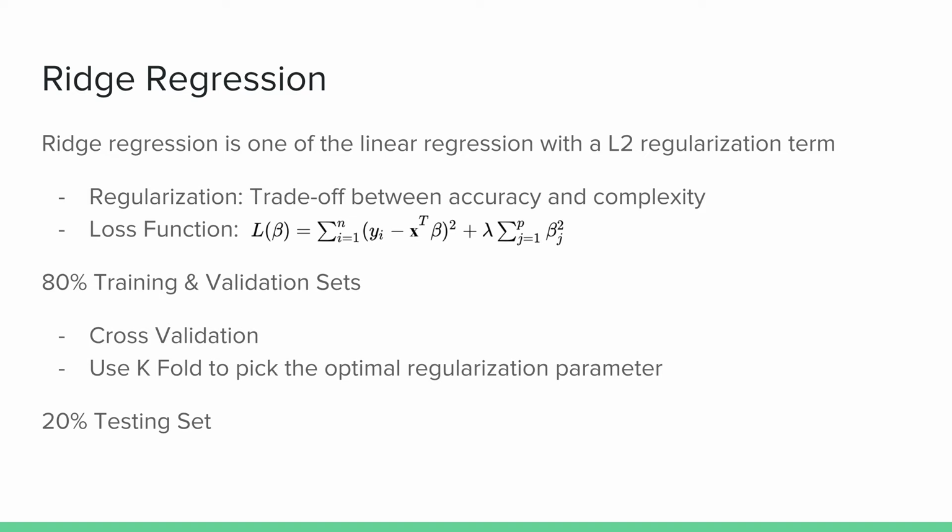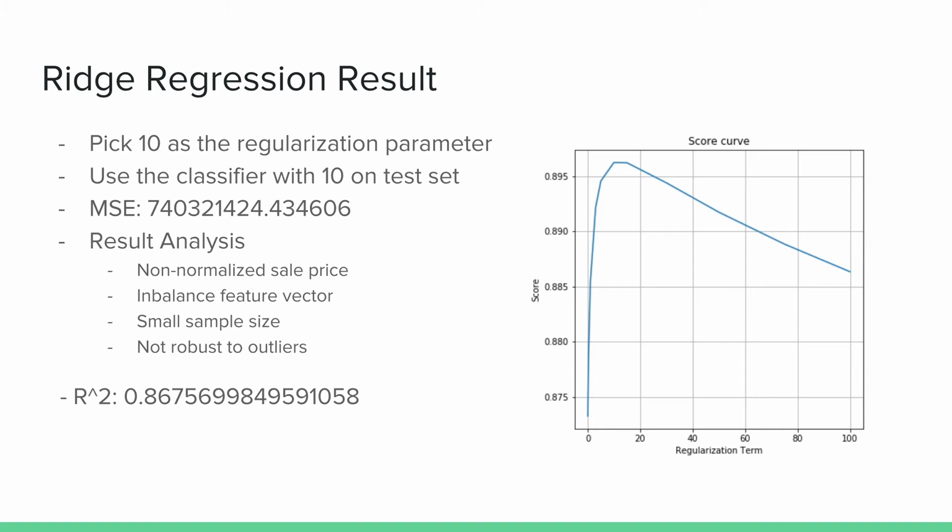So we need to use cross-validation to choose the most appropriate model, with 80% for training and 20% for validation. Also, we used the k-fold method with 5 folds to choose an appropriate parameter lambda to balance the accuracy and the complexity. After several experiments on the choice of lambda, such as 0.1, 1, 10, and 100, we found that 10 gives the best performance. The plot on the right shows the relationship between the parameter lambda and the performance. The curve reaches its peak at lambda equal to 10.